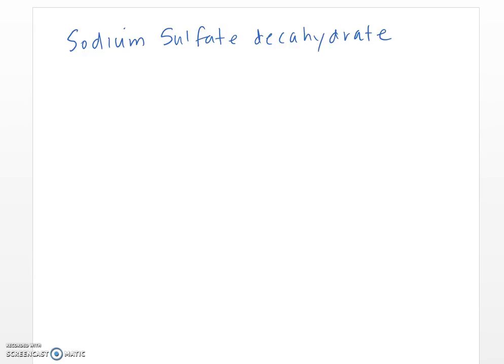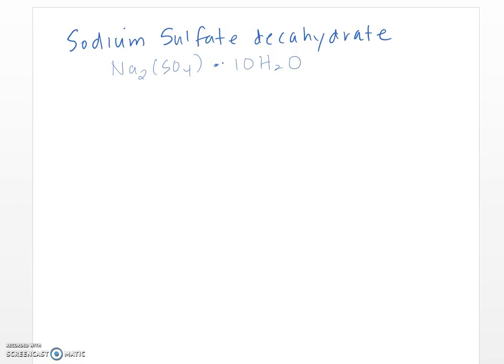formula for it. So it's sodium sulfate. So we just write it just like we would normally do. We know Na is +1 and SO4 is -2. So I end up with Na2SO4. And then it's decahydrate, which we know means 10. And so we put this little dot that's like a multiplication sign.